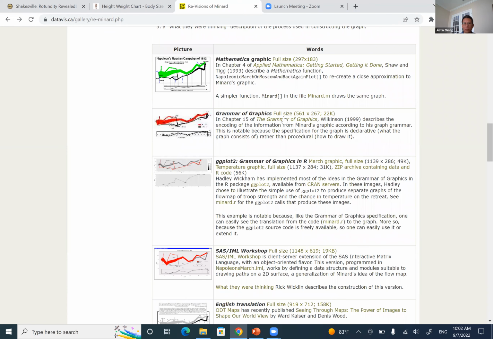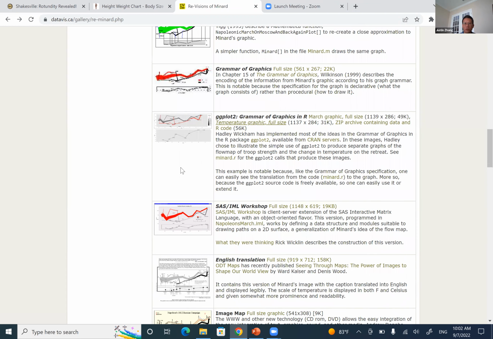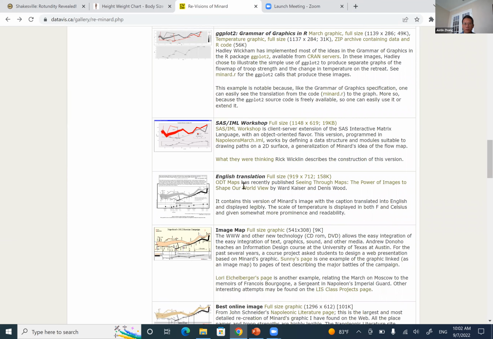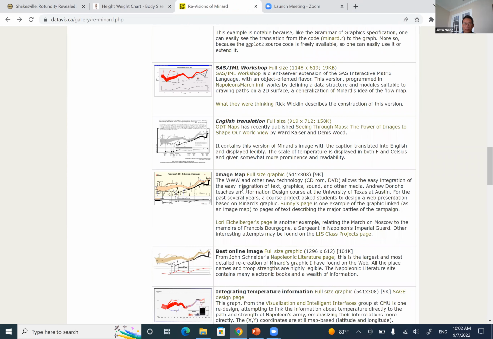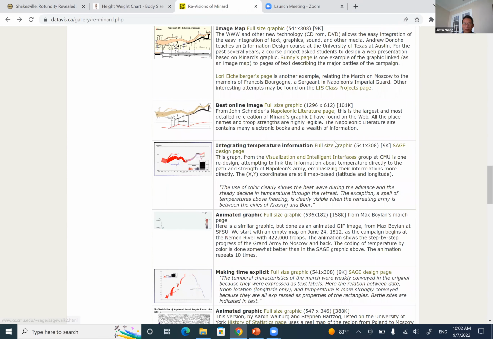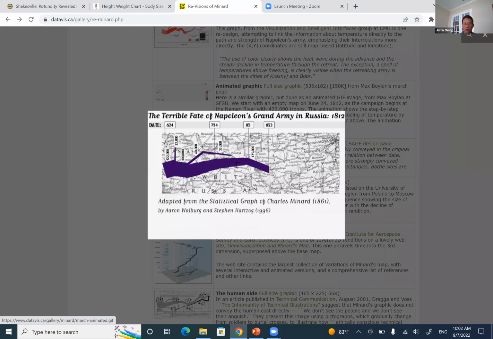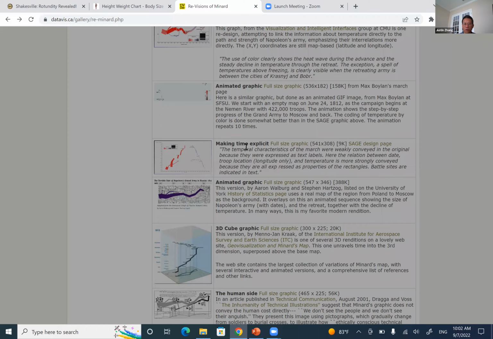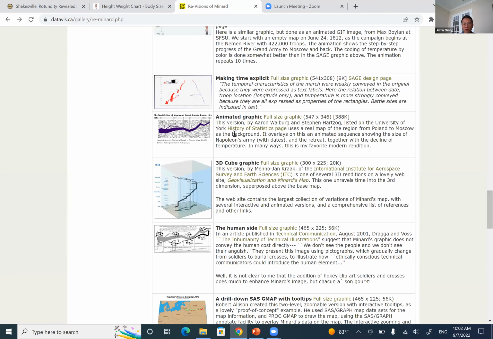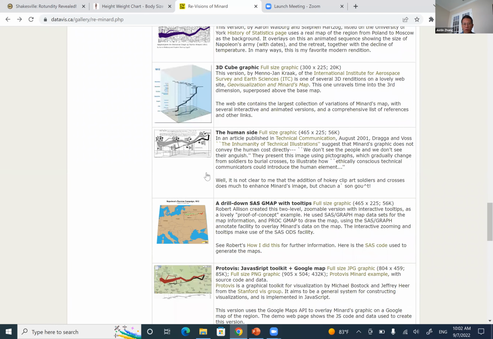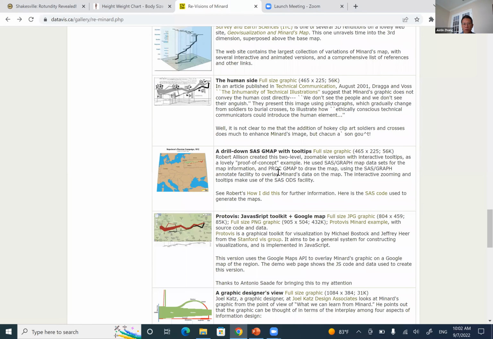And then there are people trying to use different platforms like R, SAS. Even to animate. So we saw this animation already. This is the animated version we saw already. And there's a 3D cube. And also this one focuses on the human side. We also saw this one, the drill down SAS GMAP.